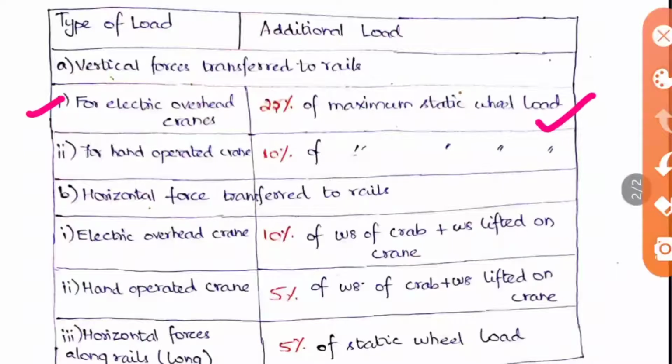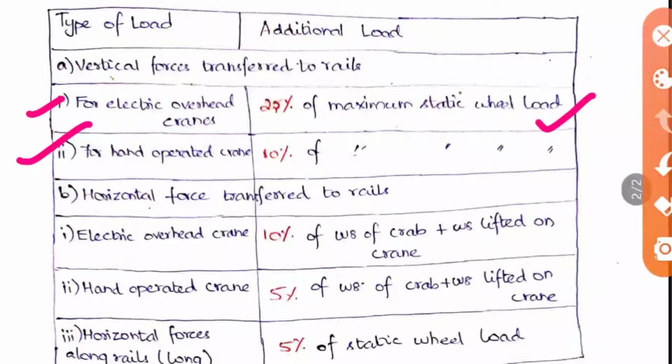Static wheel load means the crab or that trolley is moving, so there we'll be calculating the static wheel load. Due to the weight and everything, we'll be calculating. So an extra 25% of that load is added to the design. And hand operated crane means 10% of that maximum static wheel load is enough, that is what we are adding as an additional load here. So this is about vertical forces.